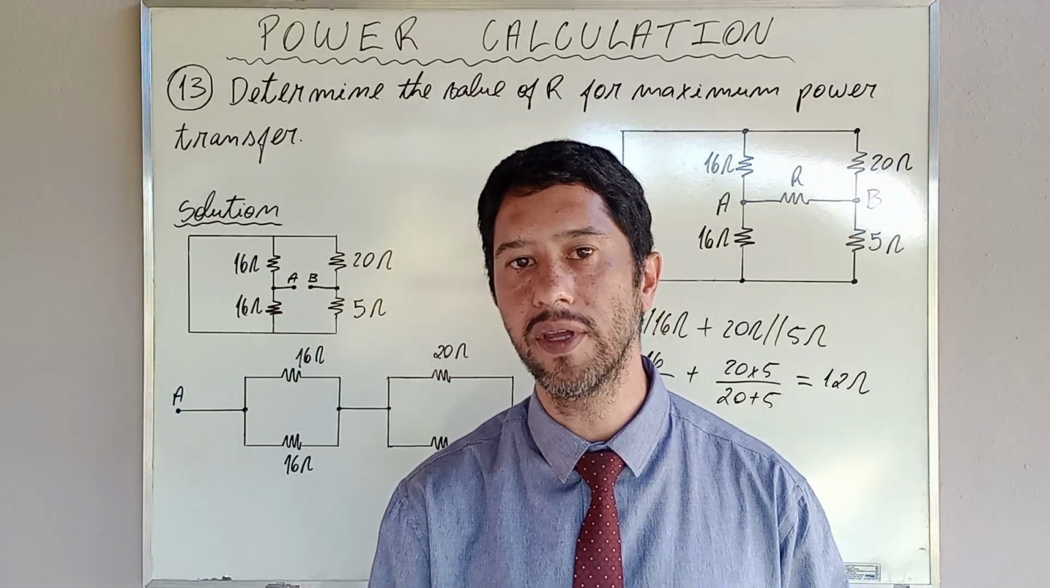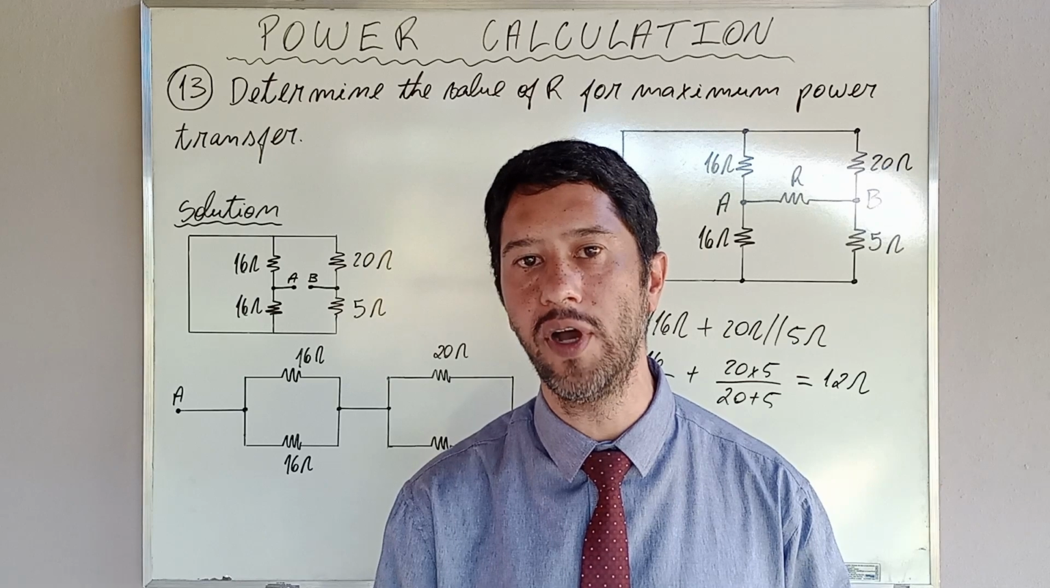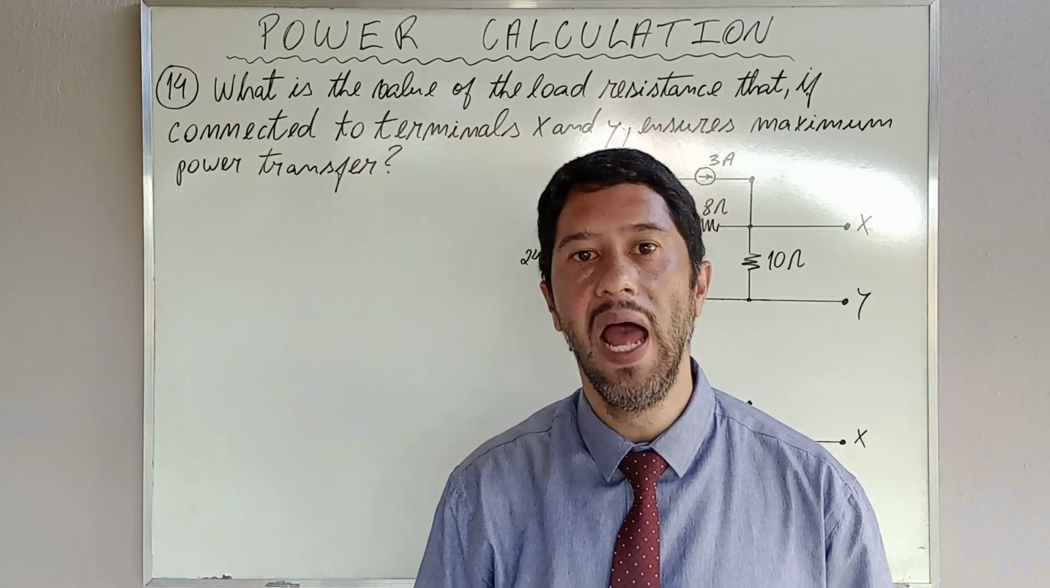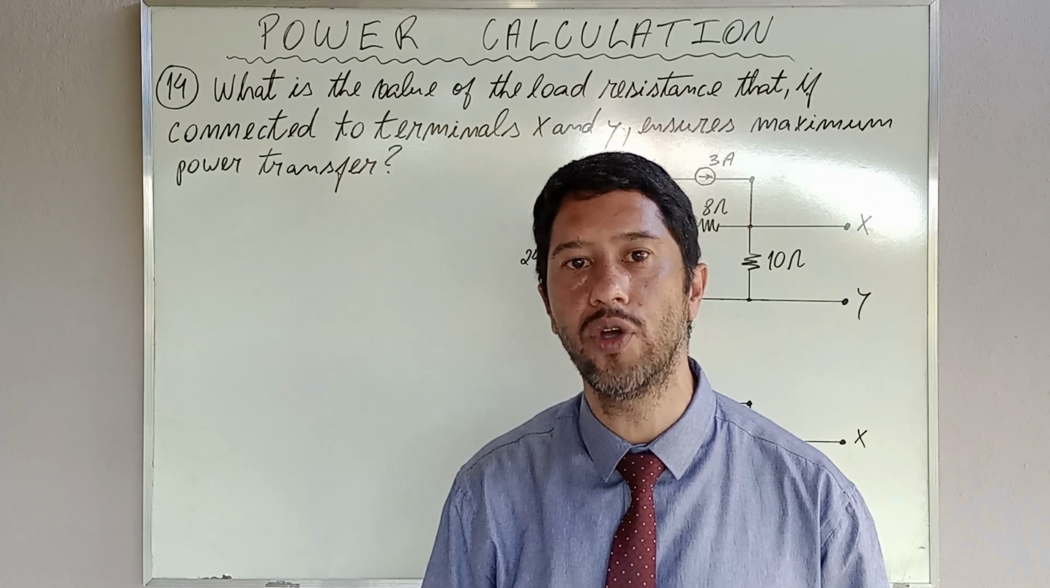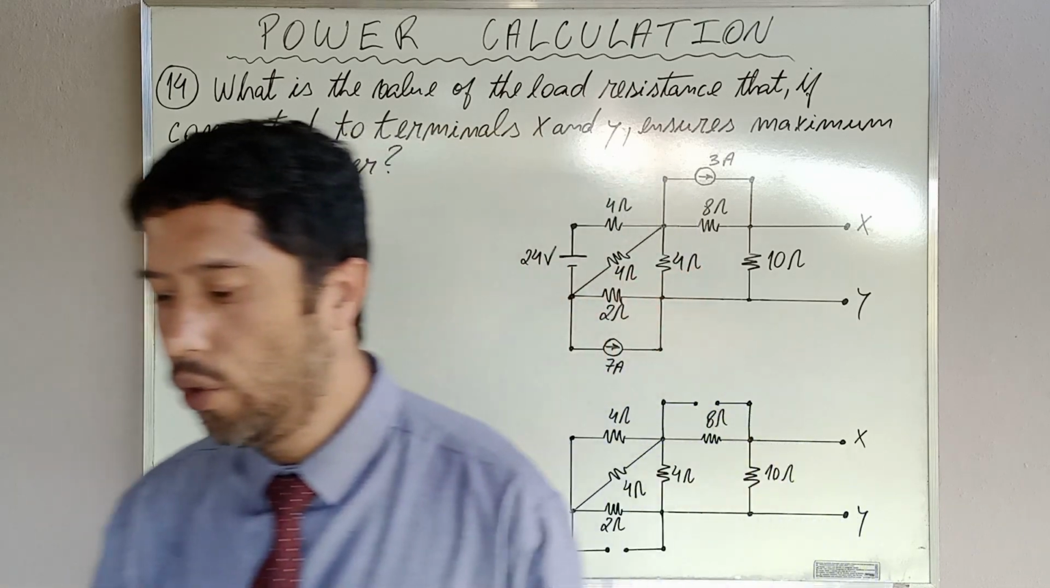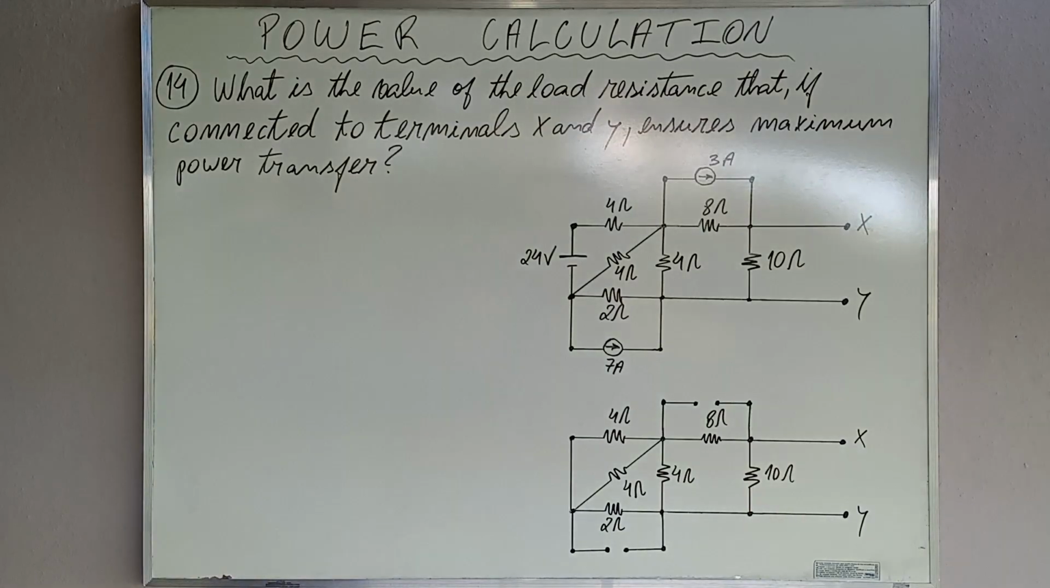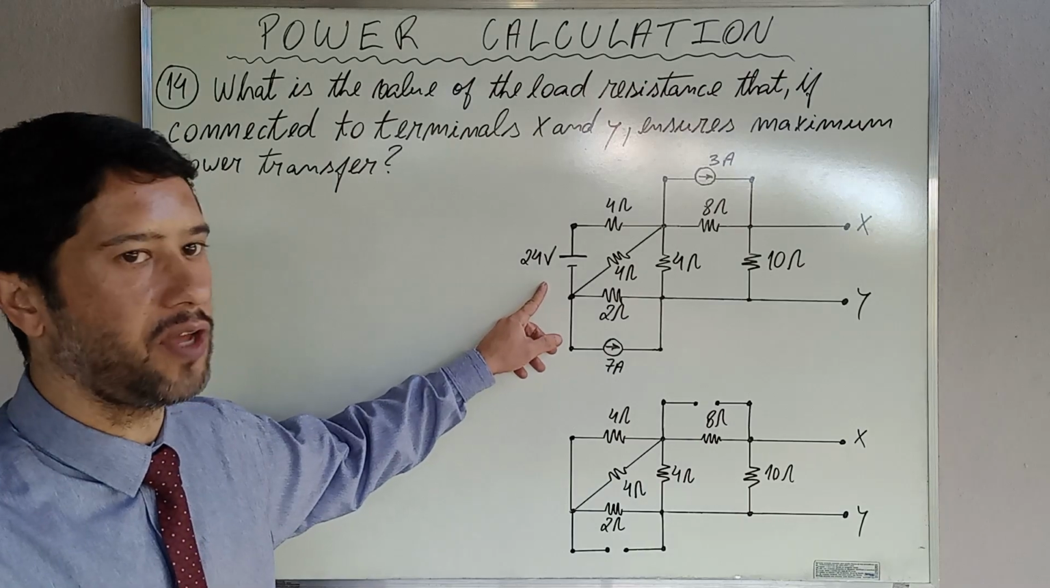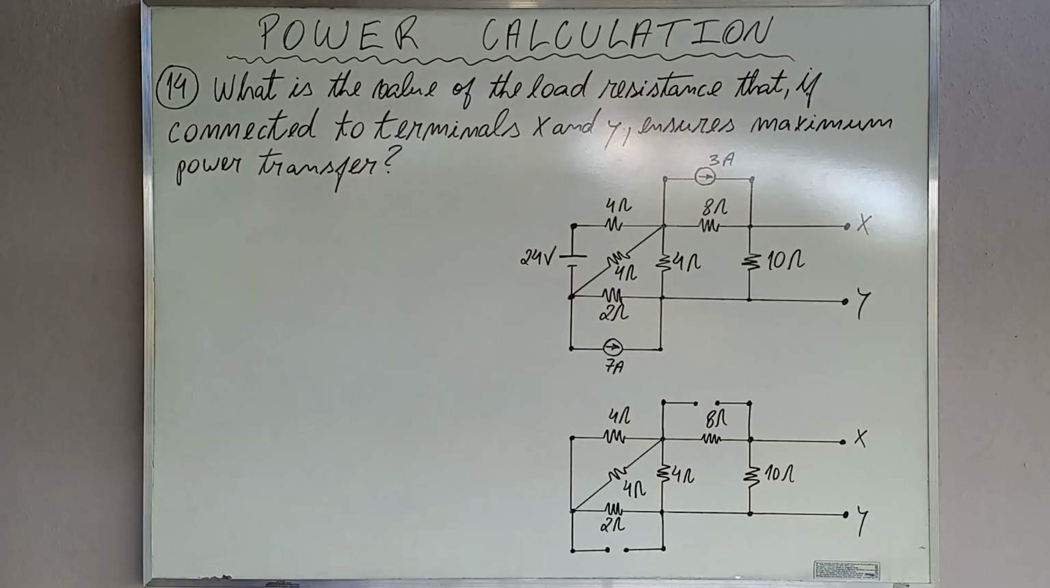Let's go to the last. Let's go to exercise 14. What is the value of the load resistance that, if connected to terminals X and Y, ensures maximum power transfer? The exercise provided this circuit and requested from us the value of the load resistance that, if connected to terminals X and Y, ensures maximum power transfer.